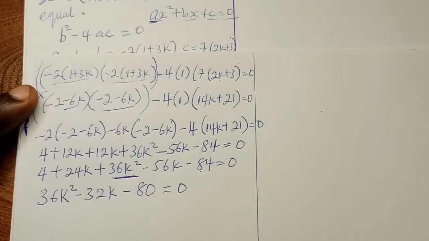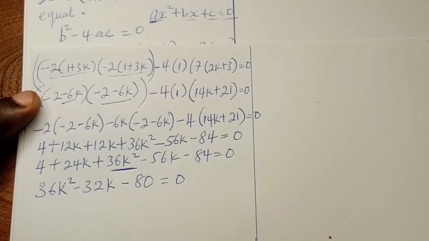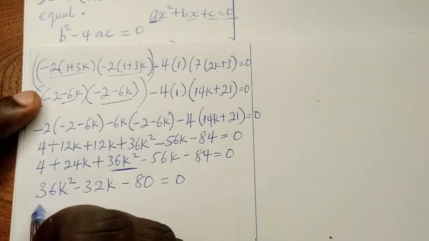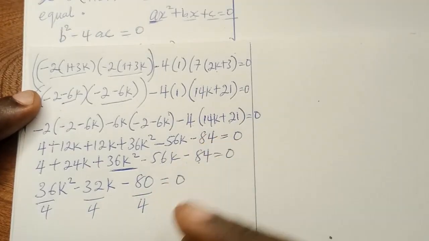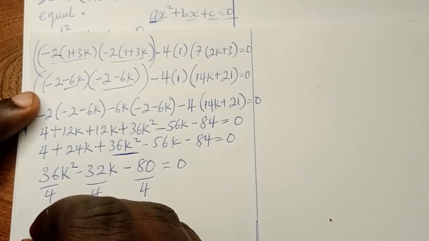And now let's look for the value of k. You can see k is now showing very clearly. If we divide all the sides by 4, because 4 is common to all of them, as you can see here, we divide this by 4, this by 4, and this by 4 to bring it to the lowest term. If we take 36 divided by 4, since 4 is common, we are going to have 9k square.